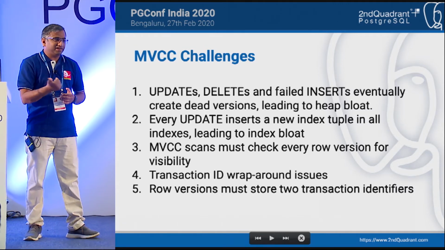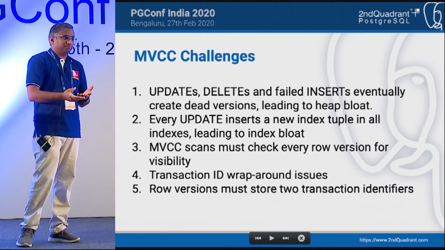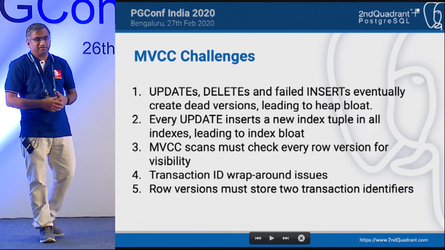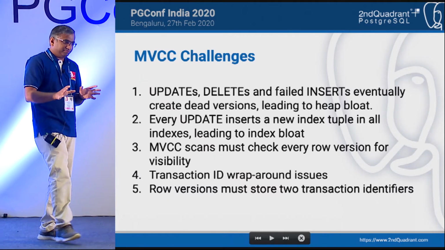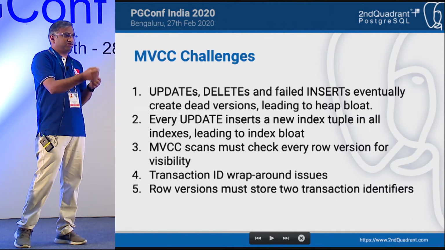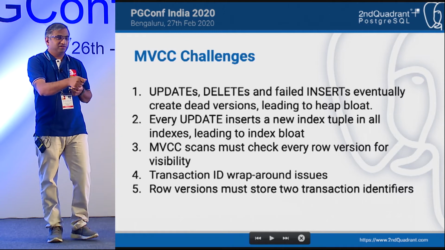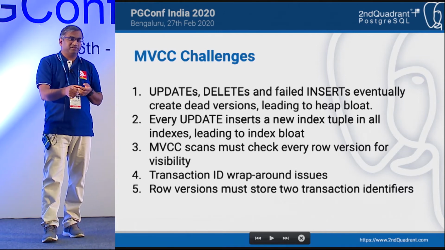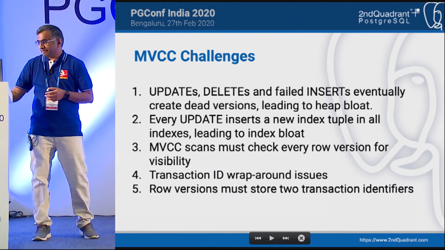There are transaction ID wraparound issues. As I mentioned, with newer systems, within months or years, you can basically wrap around your transaction ID. And since the entire MVCC checks are based on transaction identifiers and whether they were committed or aborted, it's important to handle transaction ID wraparound.